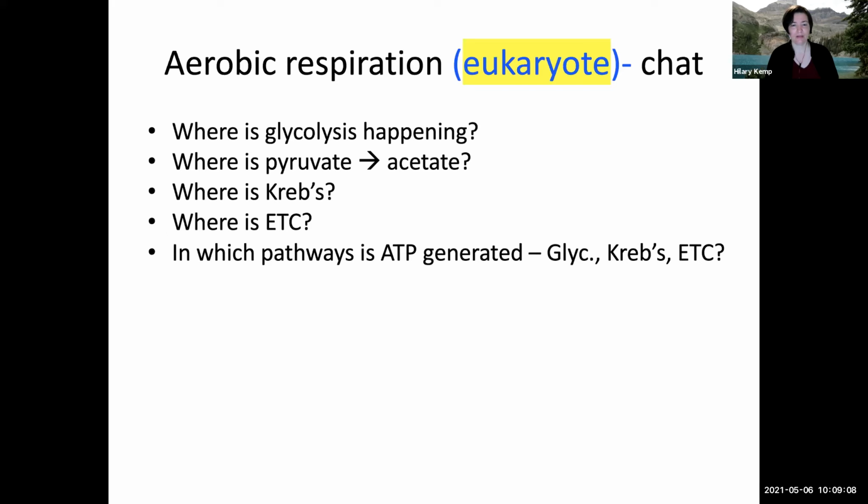Great. Yes. So glycolysis produces 2 ATP. The Krebs cycle produces several ATP, and the electron transport chain produces like 32, all the rest.